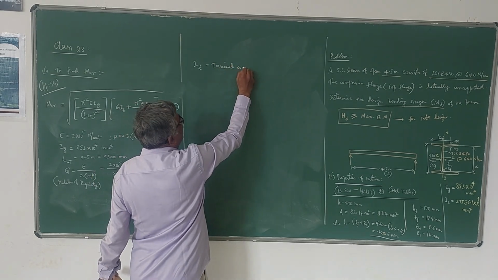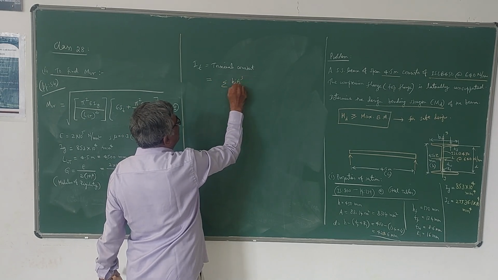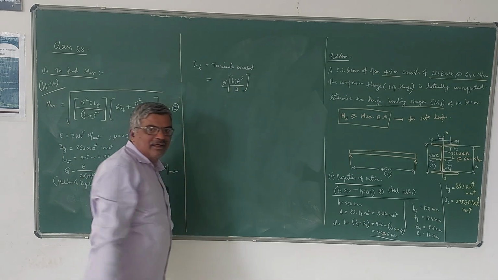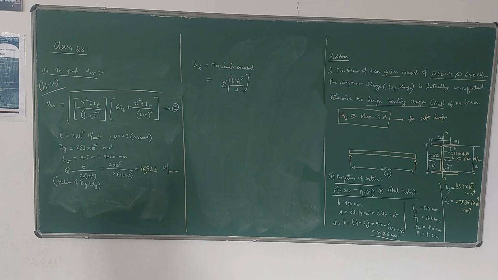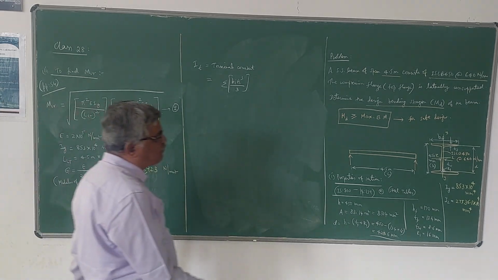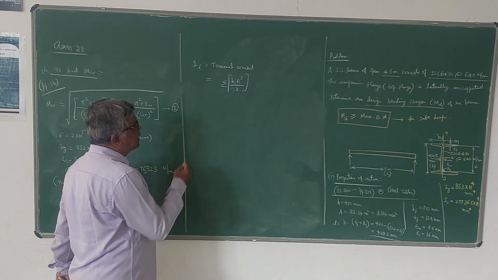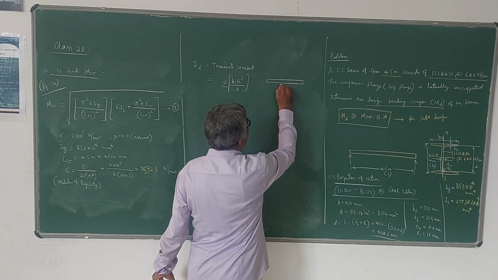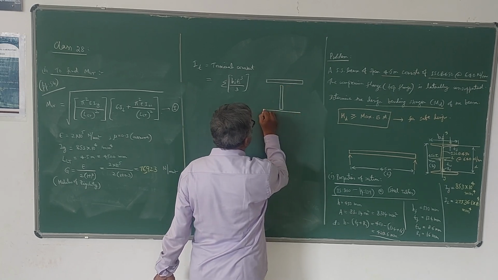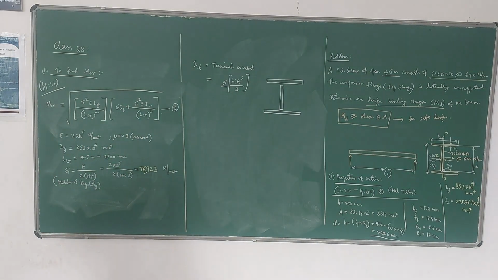What is the formula for finding this torsional constant? Summation of BI TI cubed by 3. What are BI and TI? BI is the width of flange and width of web. The I section is split like this: two flanges and one web.